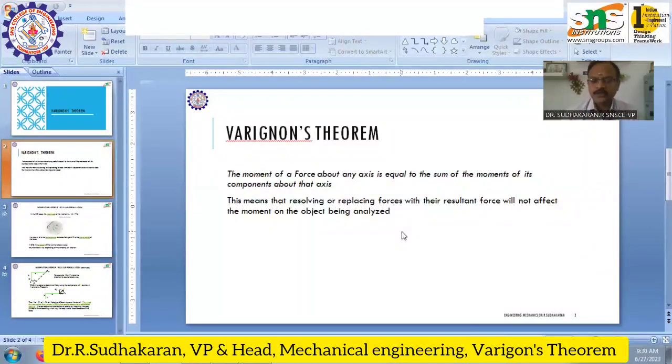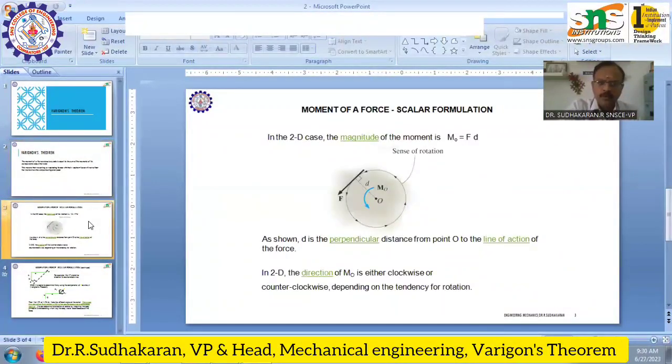So this is the statement of Varignon's theorem. The moment of a force about any axis is equal to the sum of the moments of its components about that particular axis. Now I will show this in a practical example.